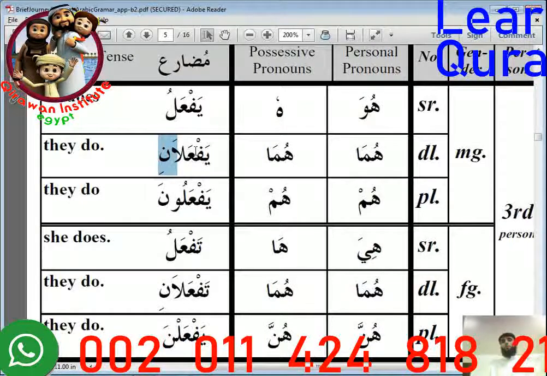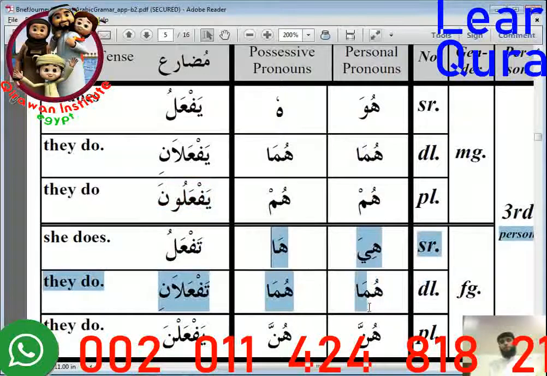So now for dhahaba, it would be yadhhabani. Okay. This is your plural. So this would be yaf'aluna or yadhhabuna. They do or they will do, or they go or they will go.